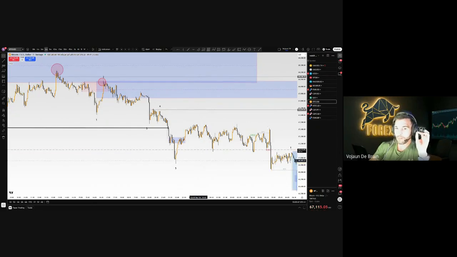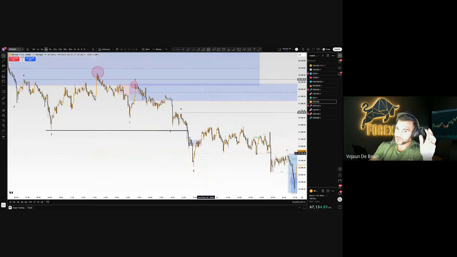This sort of structure. What we teach in VIP is the entry model, how to get involved here and when to get involved and when not to. Because if you tried it here, it would have failed. If you tried it here, it would have failed. So you've got to be very certain and wait for specific criteria.